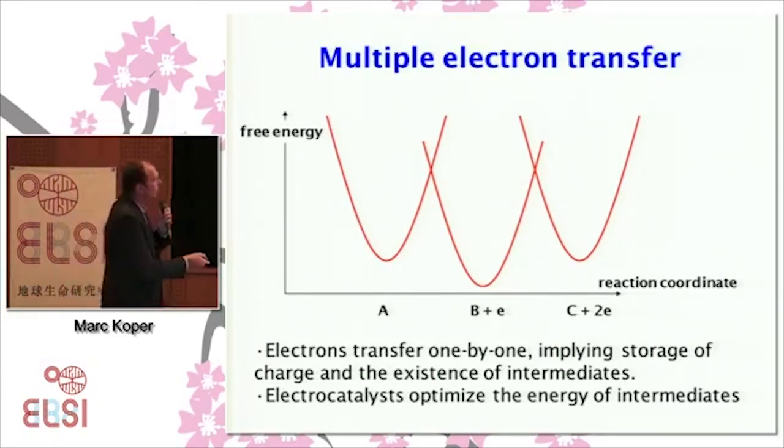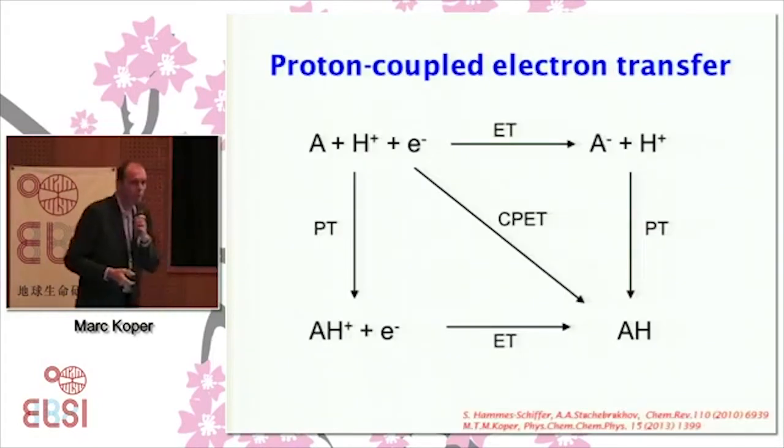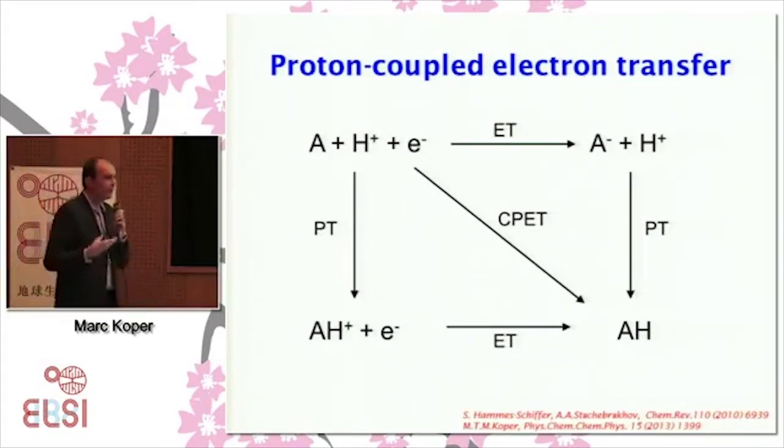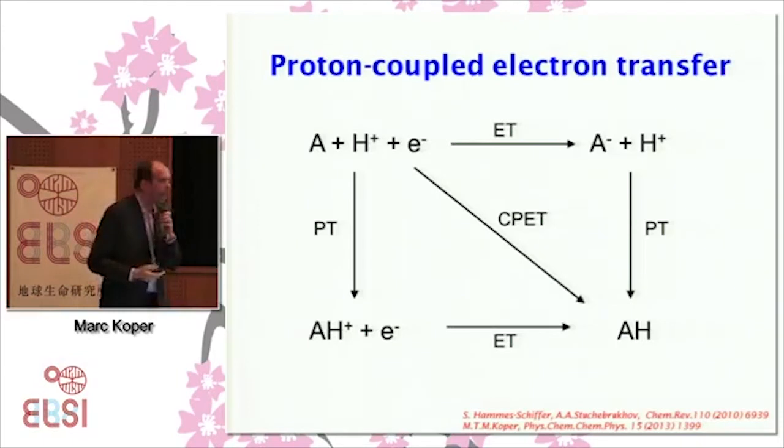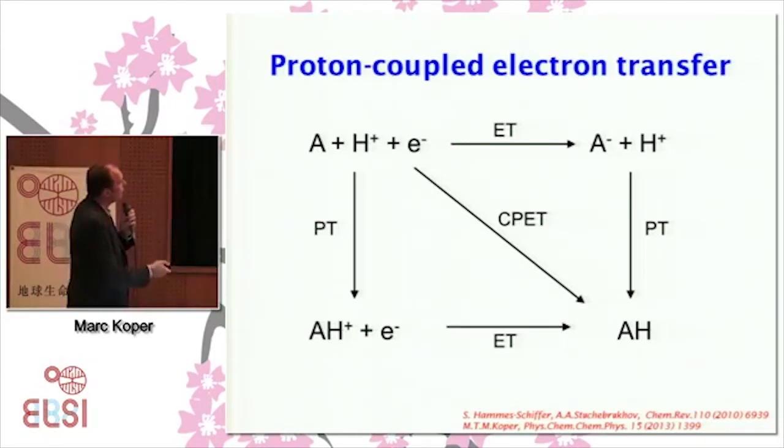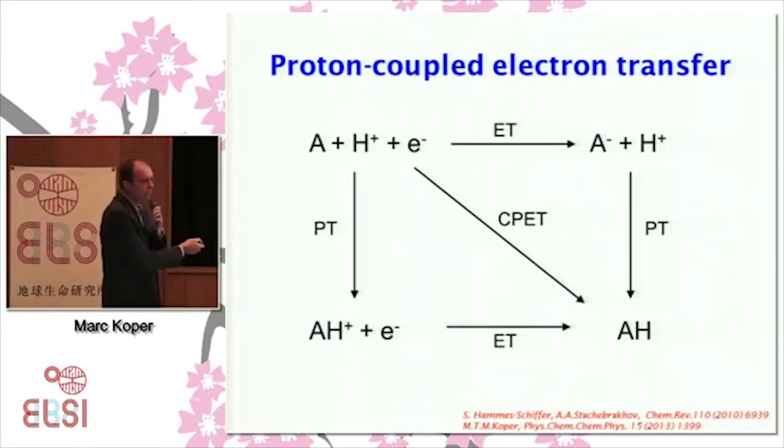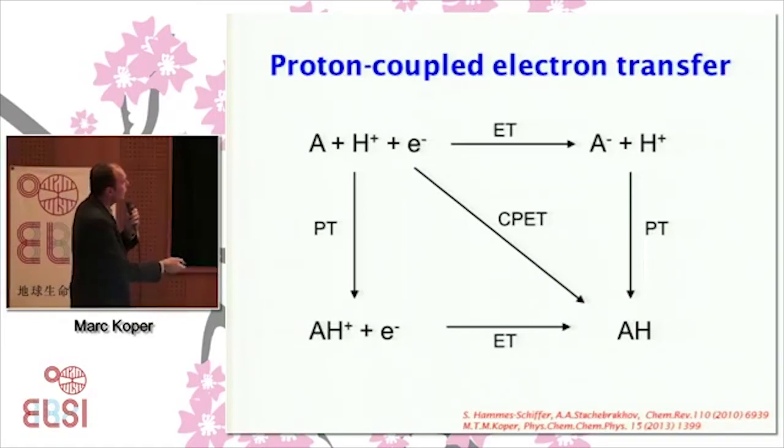Now, other than that we're transferring electrons, we're also transferring protons, and this brings another reaction coordinate. What many people assume in the literature is that when you're transferring both a proton and an electron, this happens concertedly. So we transfer a proton and an electron concertedly, so we go from A to AH.